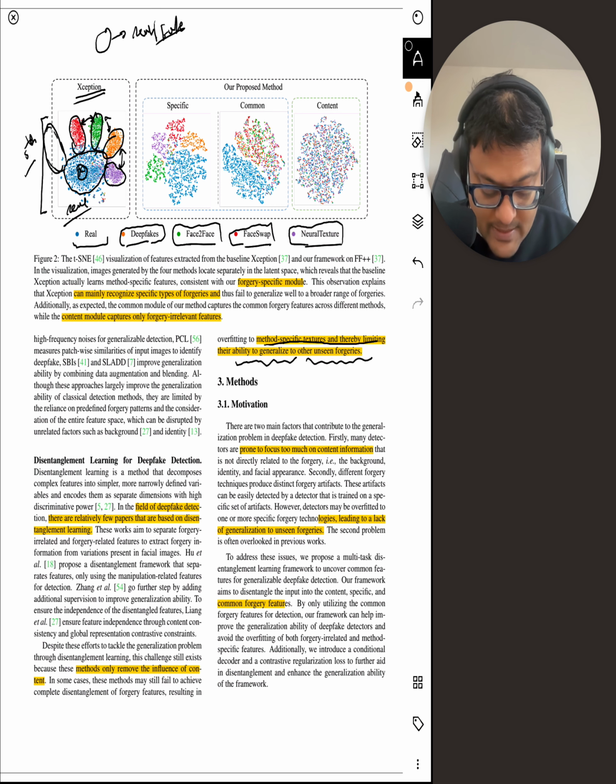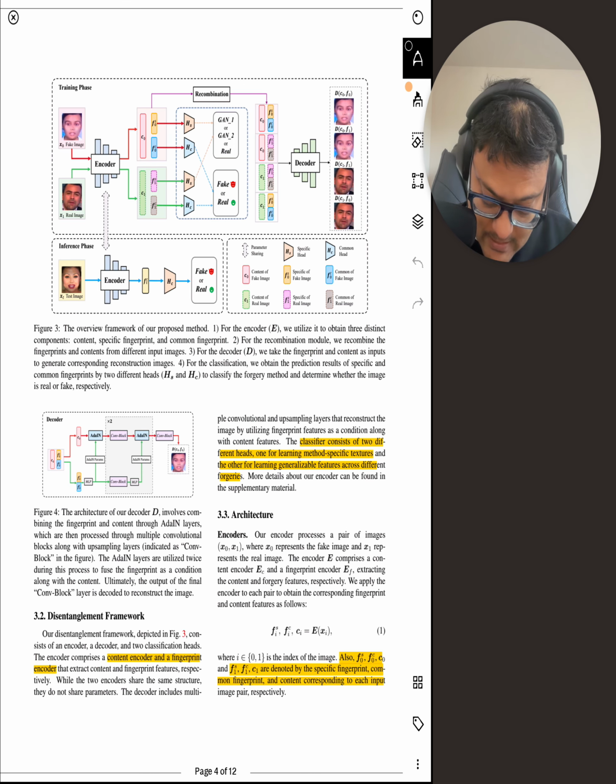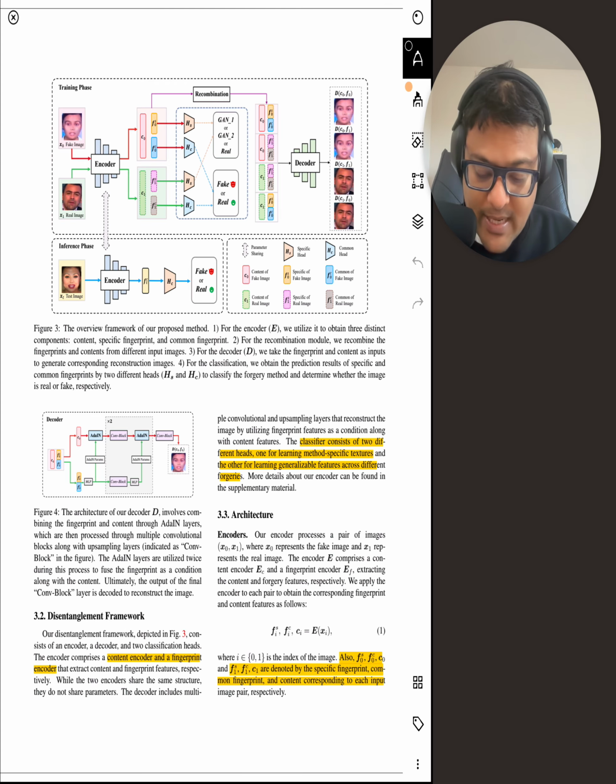Okay, so now let's move on to the next part, which is the method. Let's look at their architecture and what they are actually doing here.